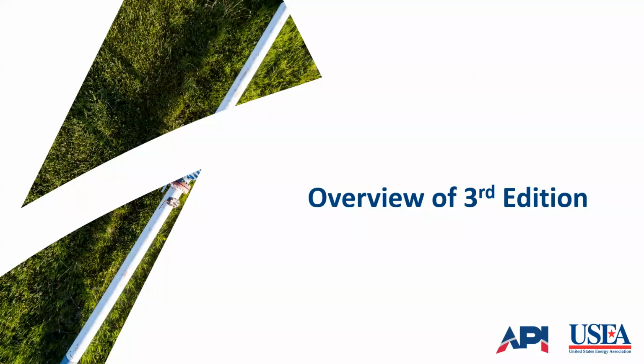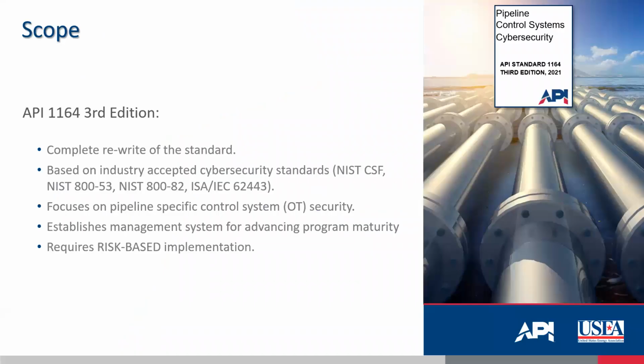So a quick overview of the third edition. First and foremost, it's a complete rewrite of the standard. If you compared the standard as it is today to what it was in 2014 or even 2009, it's completely different. Further, it's based upon industry accepted cybersecurity standards. I mentioned several of those at the start. The NIST control framework, 853, 882, and IEC 62443 were contributors to this document. And again, the material that was gathered from those documents was further refined and focused for the pipeline industry.